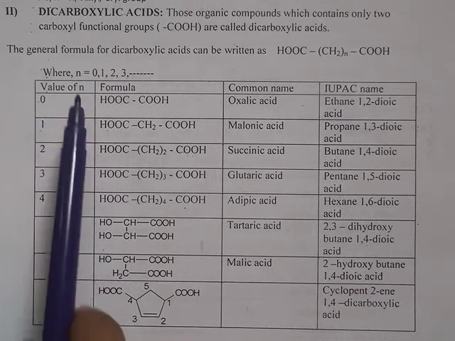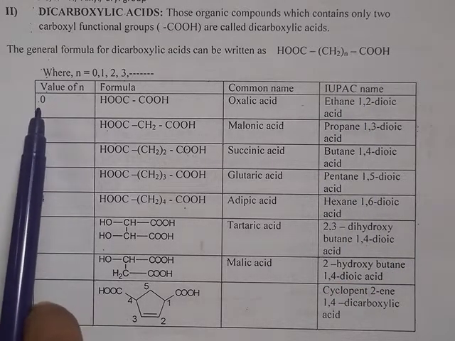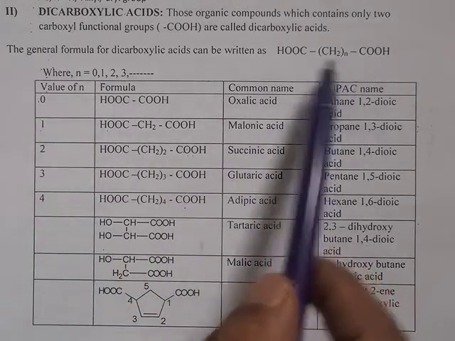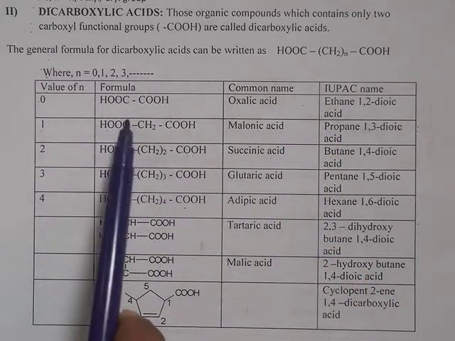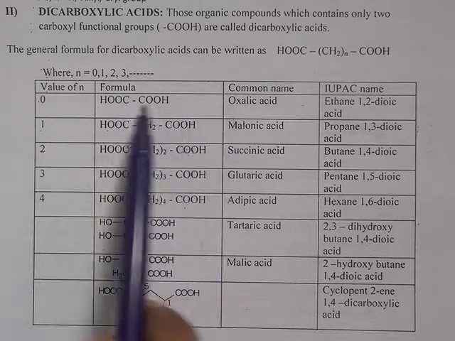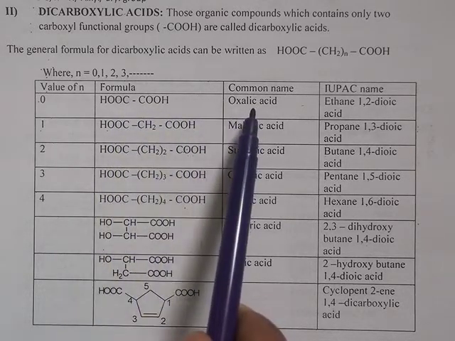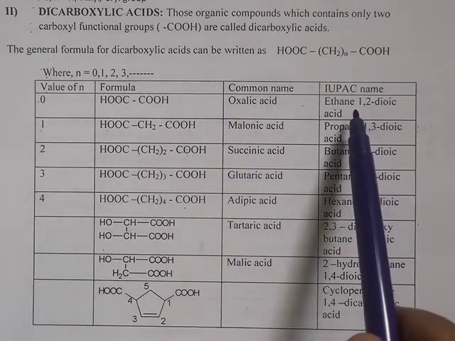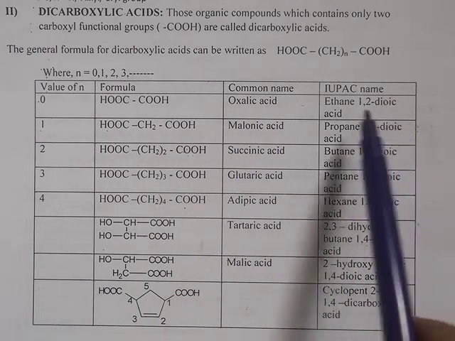For example, when n is equal to 0, the formula of the compound will be COOH twice. The name of this compound is oxalic acid and its IUPAC name is ethane-1,2-dioic acid.